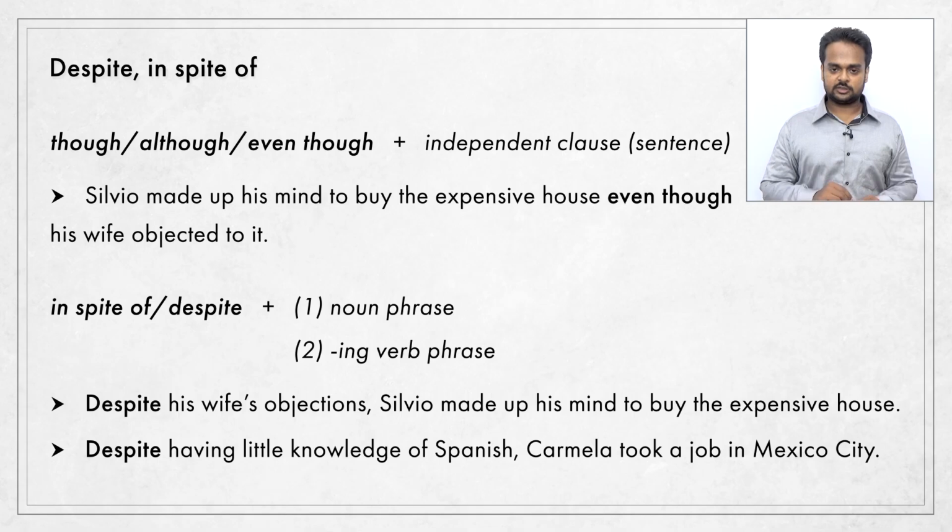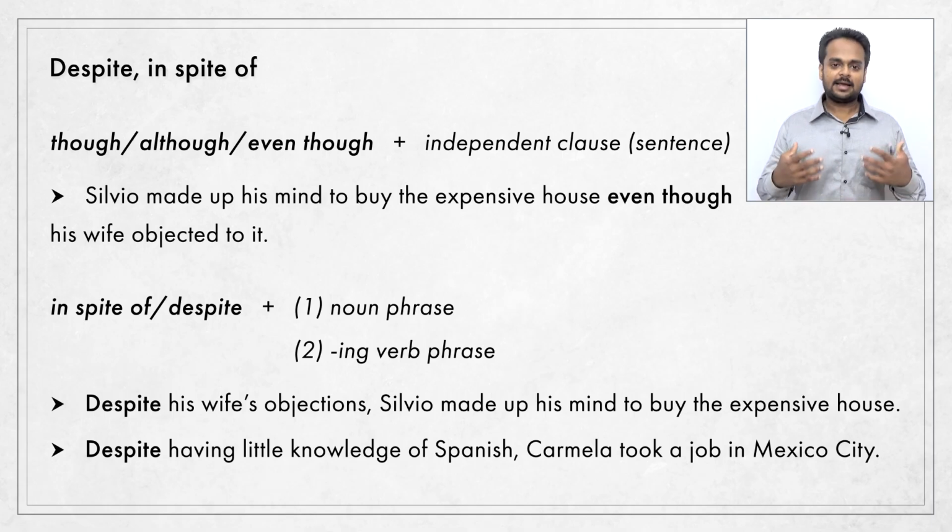These are perfectly acceptable. So remember that if you want to use a word of contrast with a noun phrase or an ing verb phrase, then you use despite or in spite of. With although or even though, you have to put a full sentence after them.